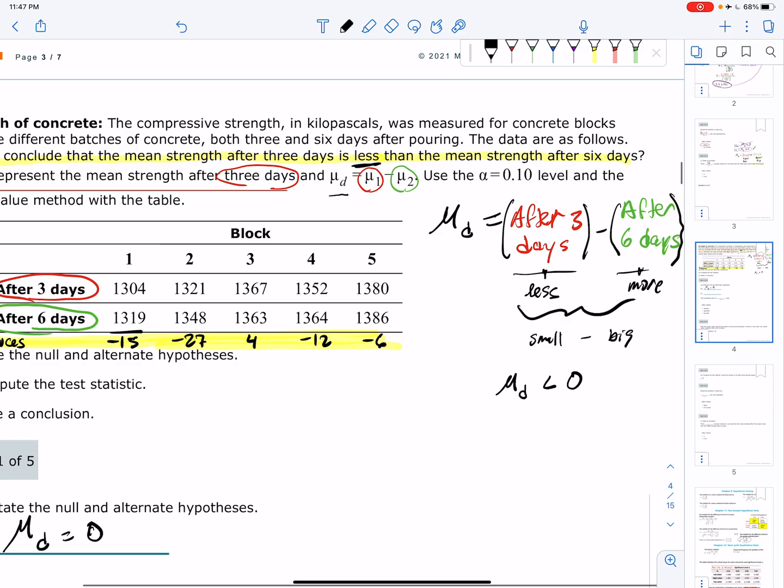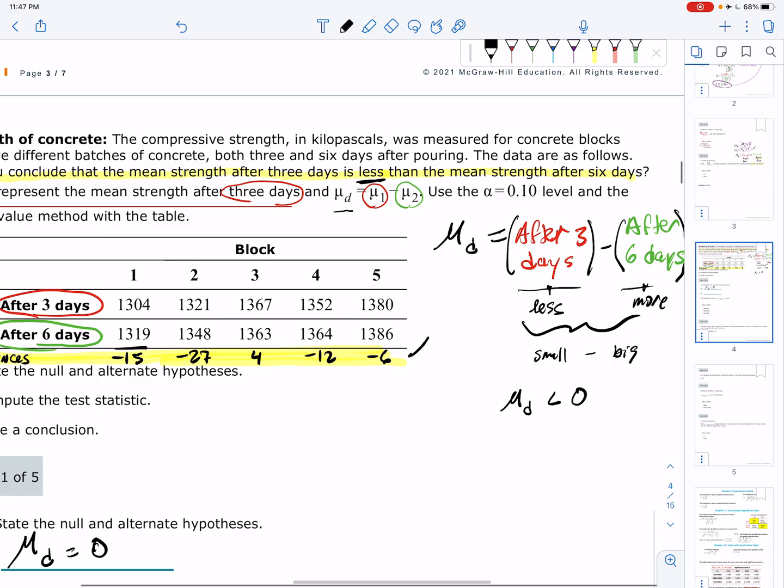Because everything else is just a hypothesis test again. These are differences, and once you get your differences, that's one data set right there. But you still have to set up, oh, my throat.